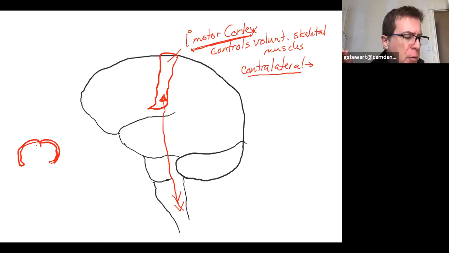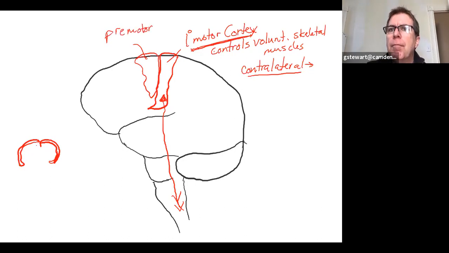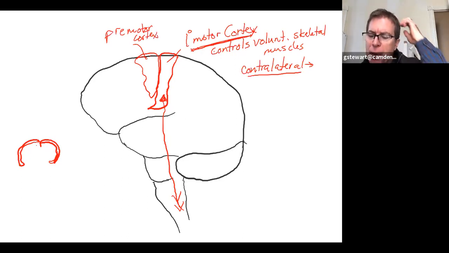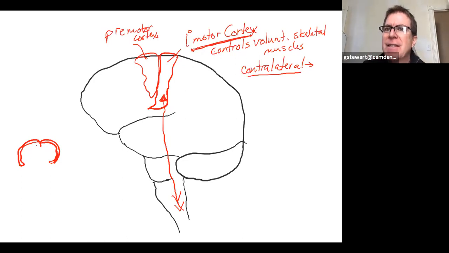There's also something called the premotor cortex, which sits right in front of the primary motor cortex like this. And that premotor cortex helps plan for fine motor movements. It just assists the commands that come out of here. So I'm drawing an arrow this way.